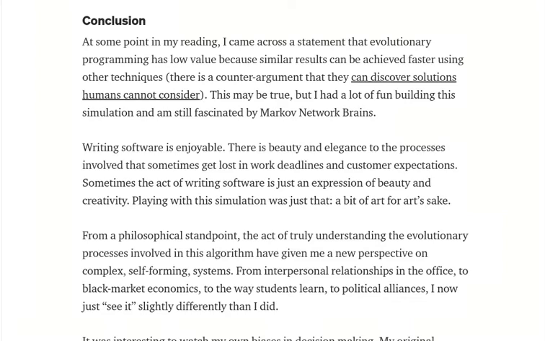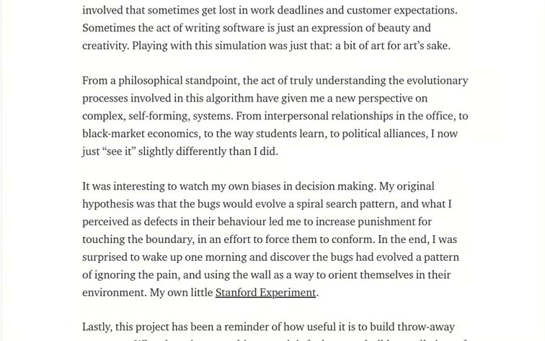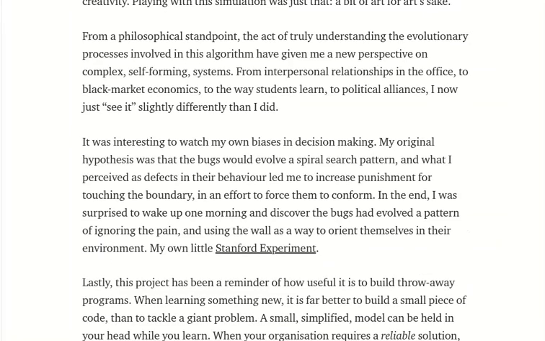From a philosophical standpoint, the act of truly understanding the evolutionary process involved in this algorithm has given me a new perspective on the complex self-forming systems that are all around us. From interpersonal relationships in the office, to black market economics, to the way students learn, to political alliances. I now just see it slightly differently than I did before.